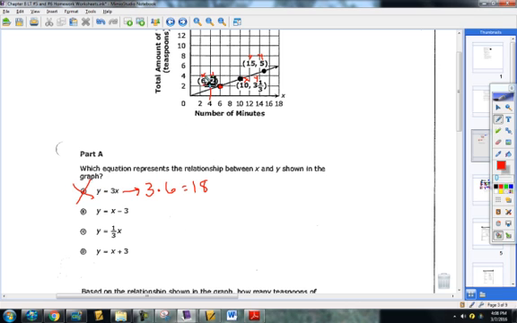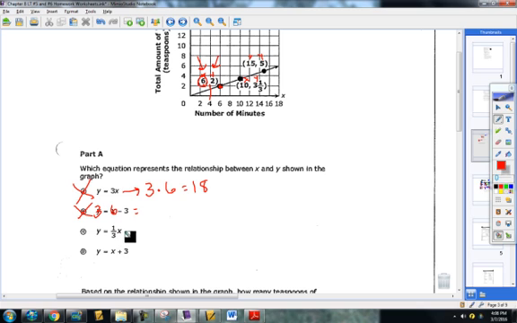So we're going to take our x right there and plug it in here. So 6 minus 3 is 3. So is the coordinate going to be 6, 3 or 6, 2? It's got to be 6, 2 because that's what it says right there. 6, 3 would not fall on this line. So we eliminate B.